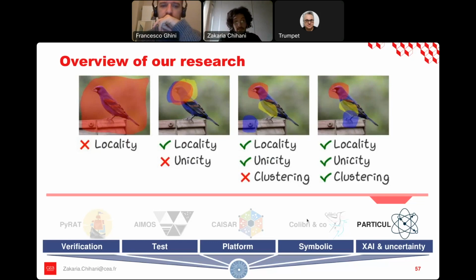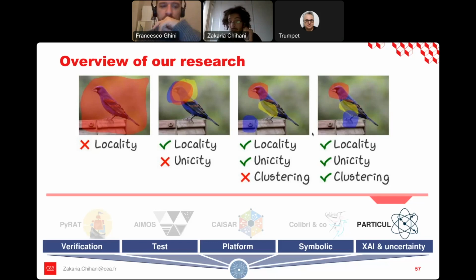And we want certain properties with Particle. The first one is locality, meaning we wanted to focus on something, obviously, on the object. So you see that the first one isn't focusing on anything. We want unicity, so we want only one part per detector. We don't want multiple detectors to focus on the same part because it's useless. And so we enforce the property of unicity. Each detector only focuses on one part, and separate from the others.